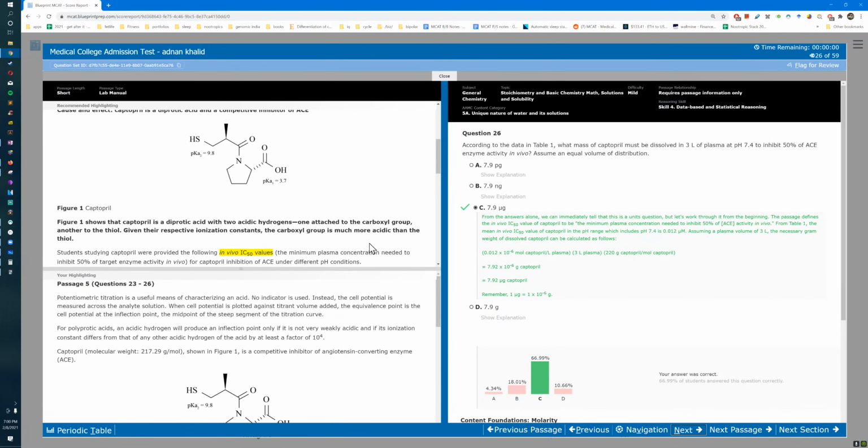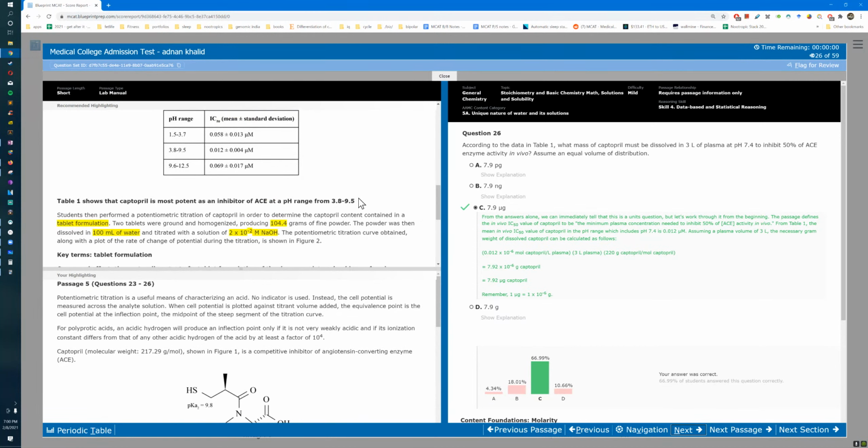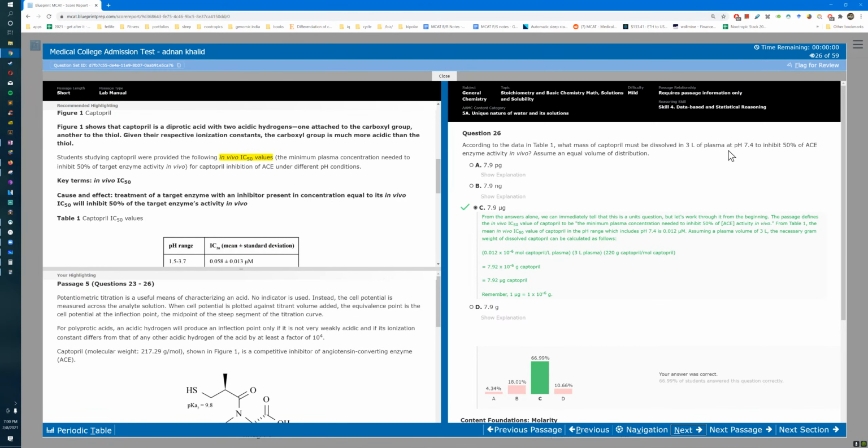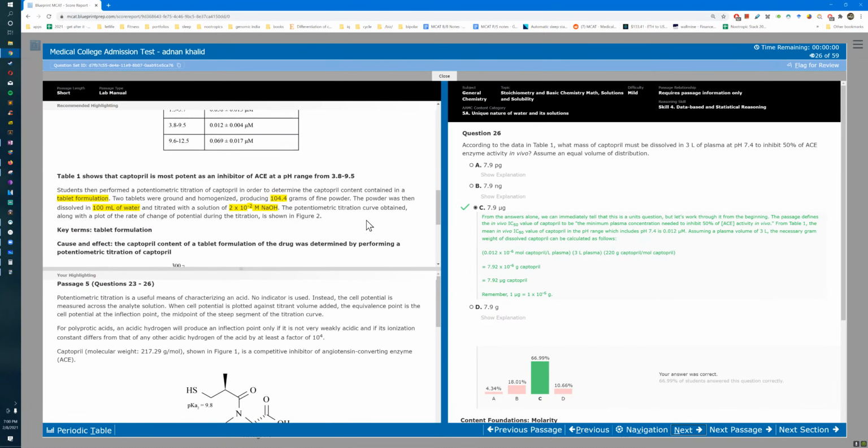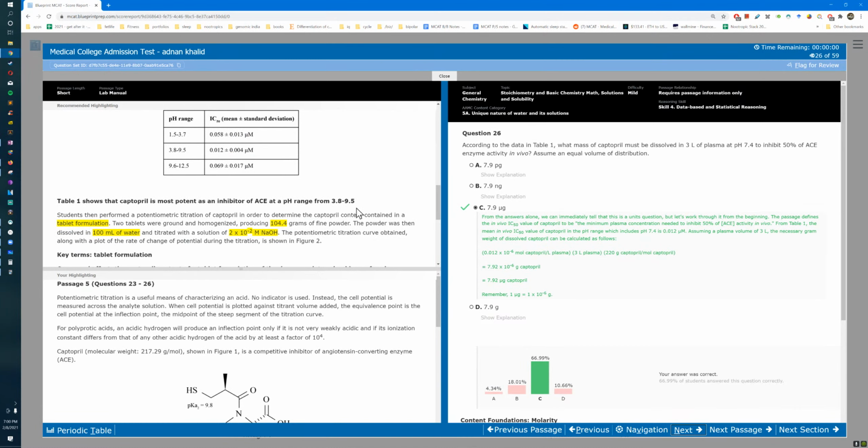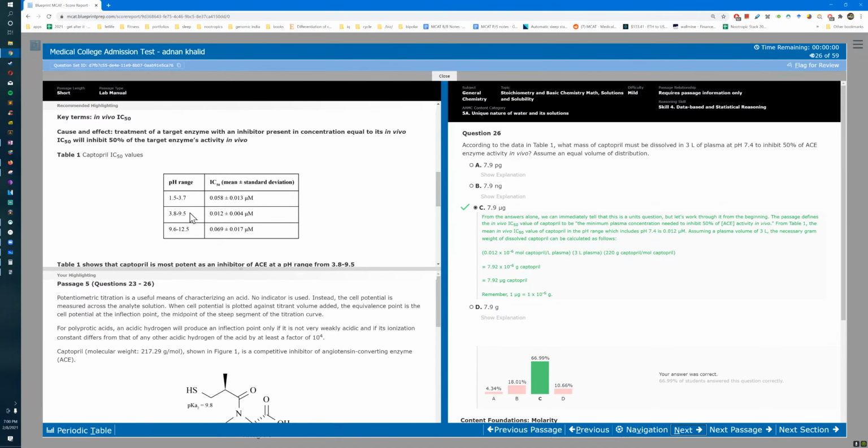This one, I didn't really want to do the math, but I just basically looked at the fact that it's dissolved in 3 liters of plasma, and at pH 7.4, which will be like around here, and so I know that these are micromolars, so I'm just going to choose the one with a microgram.